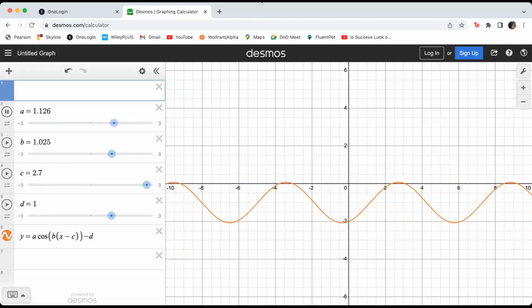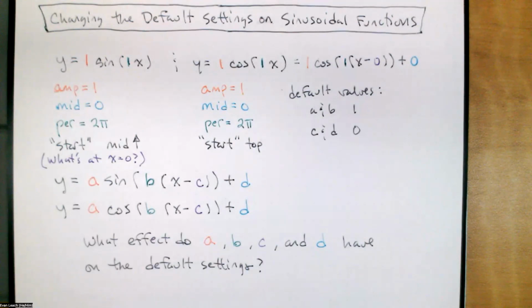All right, that's going to do it for today. Investigate. You can use Desmos to investigate what's going on. And we will summarize our results on Thursday.